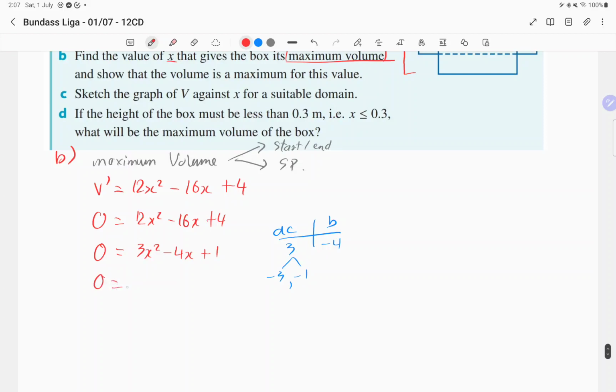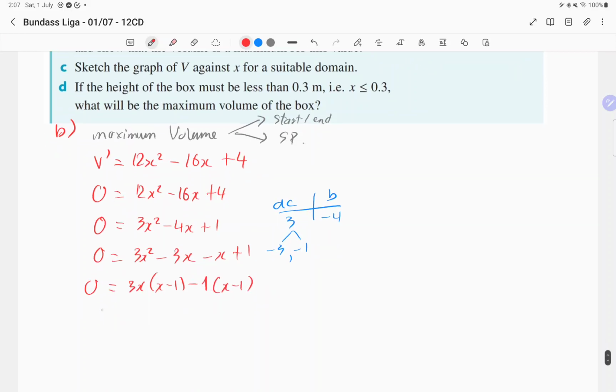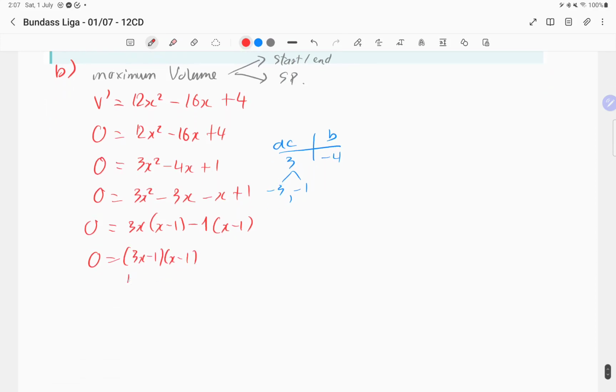Non-monic quadratic, hence I need to split the middle term. I'll split it into negative 3x and then minus x plus 1. Take out common factor 3x, it will be x minus 1. I want x minus 1, but this is negative x plus 1, so I have to change the sign, take out minus 1. Then 0 equals 3x minus 1 times x minus 1. Solve using the null factor law: 3x minus 1 equals 0, or x equals 1 straight away. Then move the negative 1 over, divide by 3, would be x equals 1 over 3, or x equals 1.